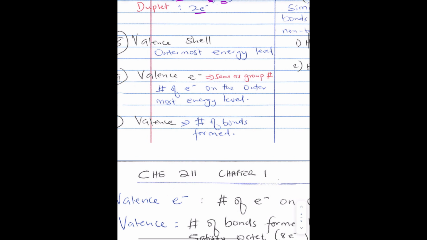Next, we look at the valence shell. This is the outermost energy level. And the valence electrons are the number of electrons in the valence shell. So that's the outermost shell. That means the electrons that can be used for bonding. Valence, on the other hand, means the number of bonds that's formed by that atom. So for example, hydrogen has a valence of 1, oxygen has a valence of 2, and we'll look at others later.